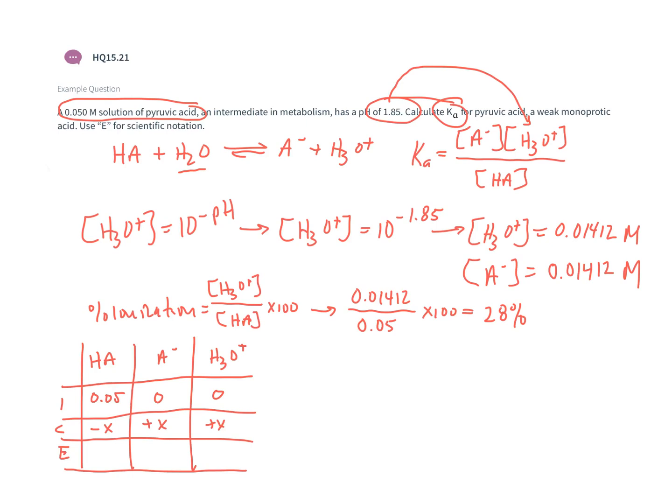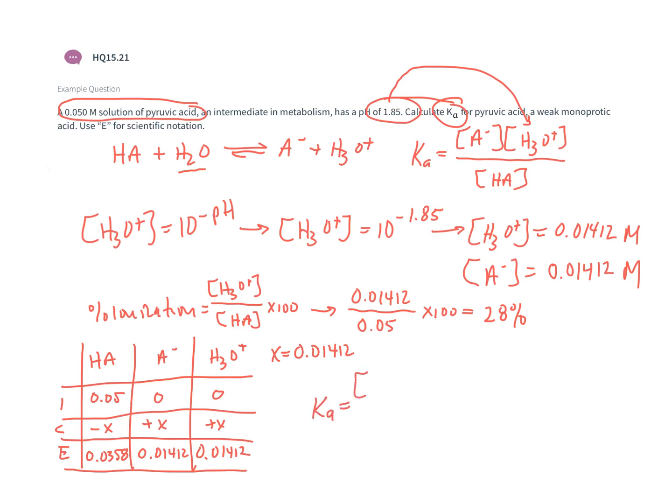So we found out X. We know X already, right? X is 0.01412. So I can go through and I can add that and I can subtract that. So my equilibrium concentration of my weak acid is 0.0358. And I've got 0.01412 for here and here. So now I can calculate what is the Ka of pyruvic acid.